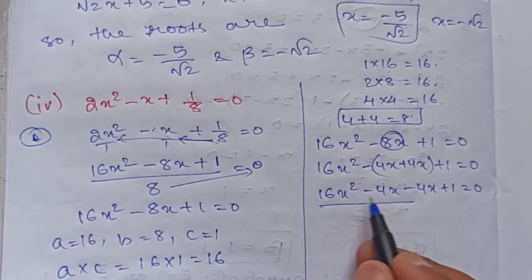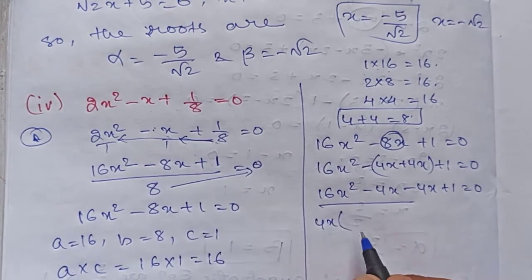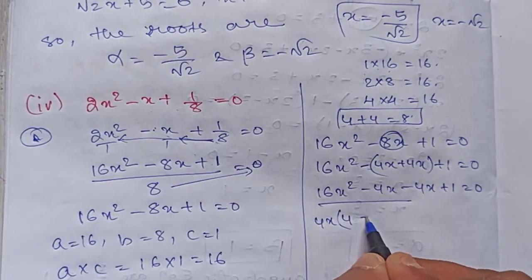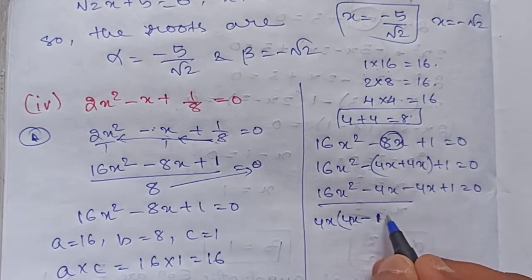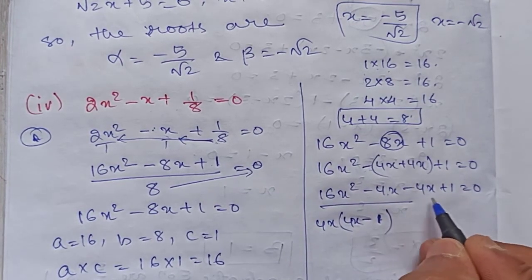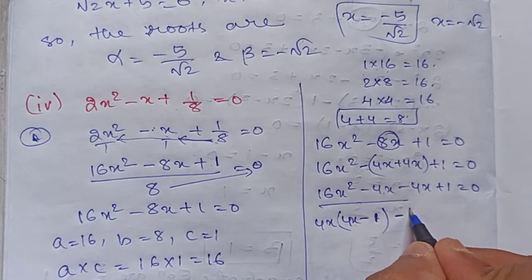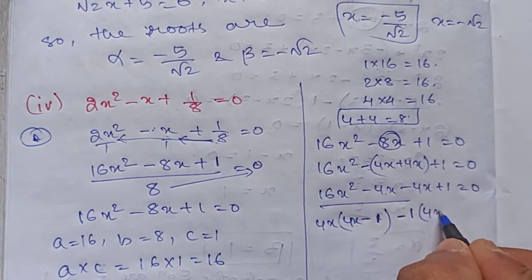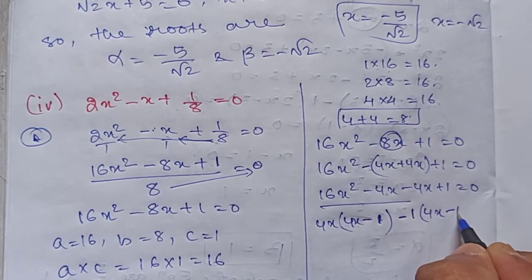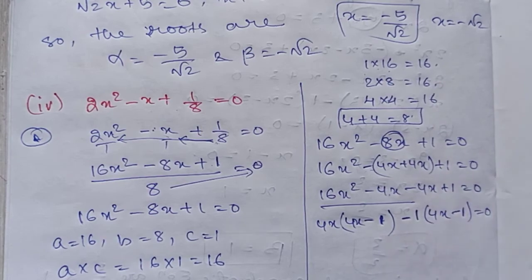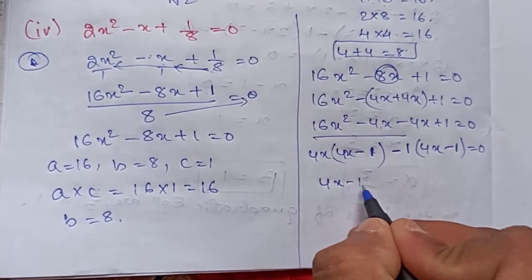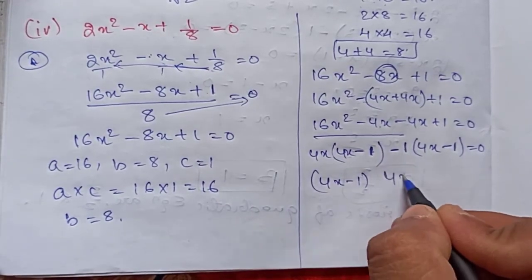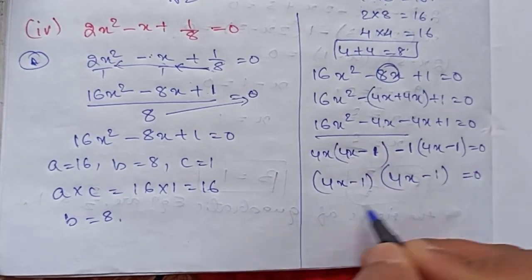Between these two, what we can take out common? 4x can we take out? Okay, 4 4s are 16, x into x, x square, 4x 1s are 4x. Okay, between these two nothing is common, we can write just minus 1 outside. 4x minus minus is plus, so 4x minus 1 we will get inside the bracket. You can see both the terms are same, so we will write any one and these two terms we will write together, equals to 0.